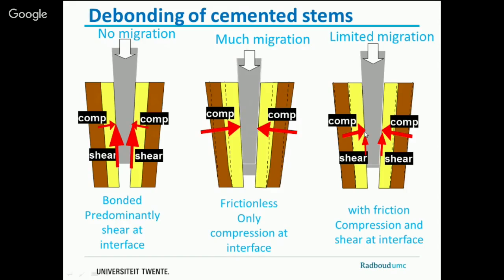In reality, there is quite some friction, even in the polished case. So there will be shear, and the shear stresses are very effective to balance this external load. So the subsidence will be less than in a frictionless case, which of course is very theoretical. Okay? But nevertheless, it will have an expansive effect. So it will expand the cement mantle while it is migrating.